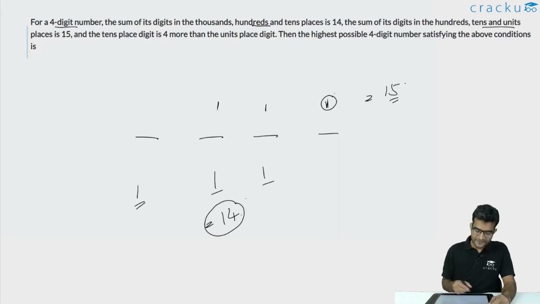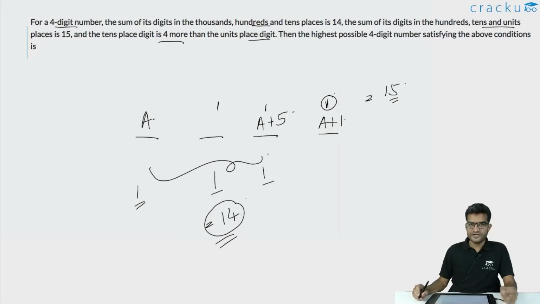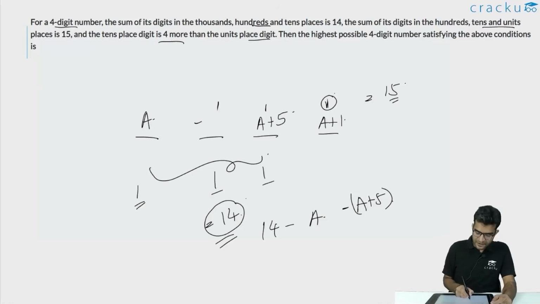This would imply that if you are having a as the number in the thousands place, the number in the units place will be a plus 1. We are also told that the tens place digit is 4 more than the units place digit. So this becomes equal to a plus 5. The sum of these three is equal to 14. So the number in the hundreds place will be 14 minus a, which is the thousands place digit, minus a plus 5. Or if you simplify this, this will be equal to 9 minus 2a.